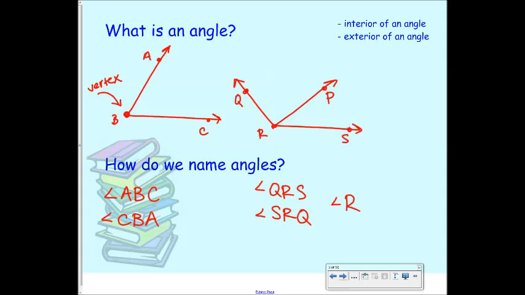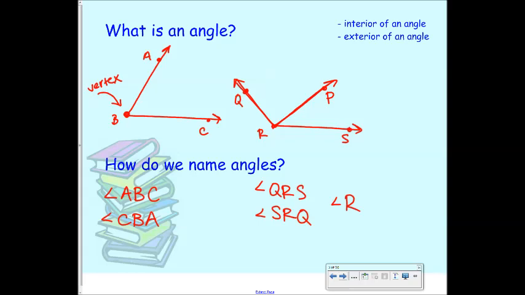Why can't I just call it R if it's like this? Because there's other angles there, right? So R could be this one, R could be this one, or R could be the whole thing. Okay, so QRS would be the whole thing. What's this one called then? PRS. And what's this one called? QRP. Okay, so QRP would be this one right here. Basically, when I draw it, just name the letters in that order.